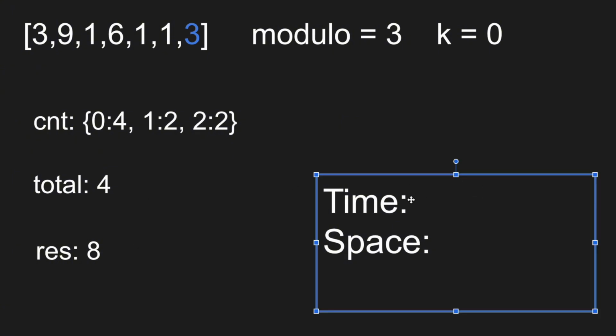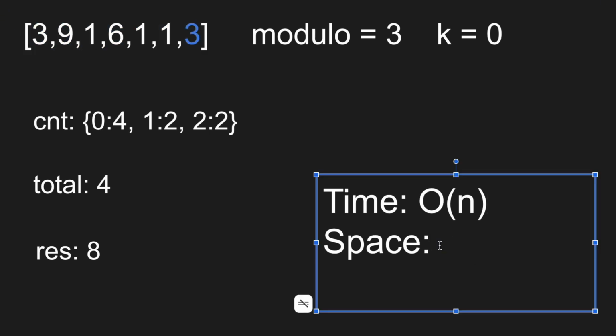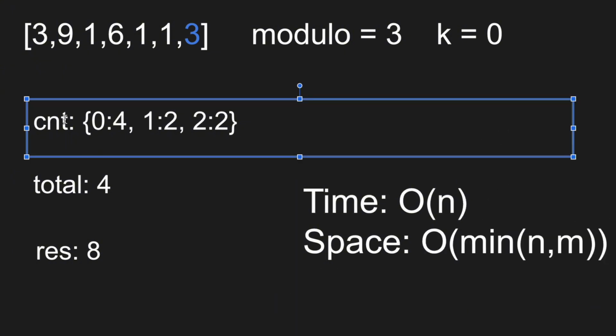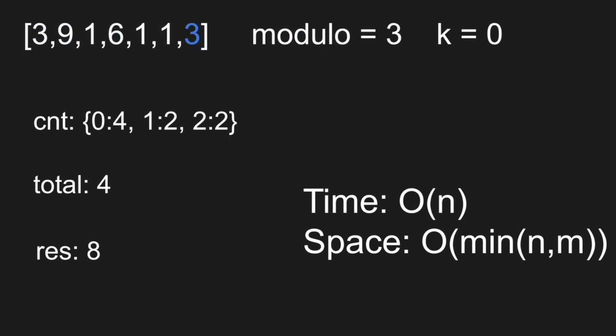So the time complexity would be O of n, where n is the number of elements in the array, because that is what we are iterating through. And the space complexity would be O of the minimum of n and m, because the space of this hash map will depend on the minimum of the number of elements or the modulo number. So now let's get to the coding part.